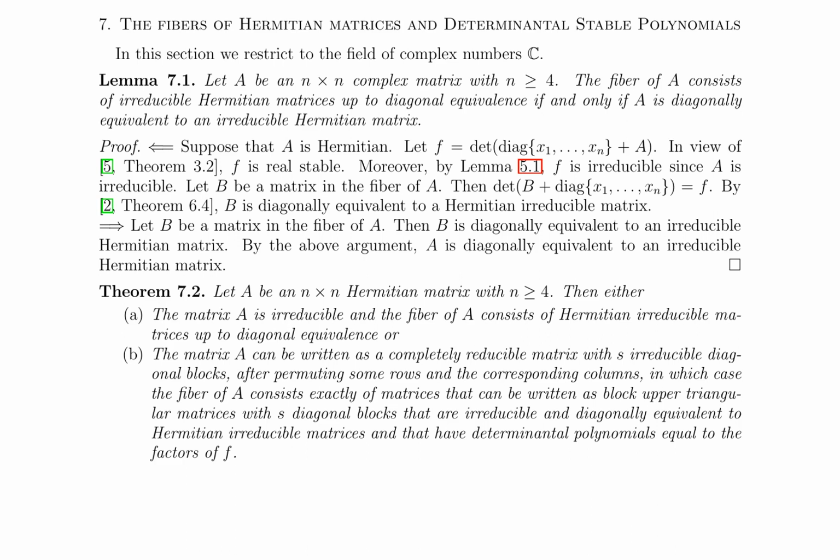This result is used to prove Theorem 7.2, characterizing the fiber of a Hermitian matrix A as either consisting of Hermitian irreducible matrices up to diagonal equivalence or consisting of matrices that can be written as block upper triangular matrices with reducible diagonal blocks that are diagonally equivalent to Hermitian irreducible matrices. The authors employ various mathematical concepts, including determinantal polynomials, reducibility, and diagonal equivalence, to establish their results.